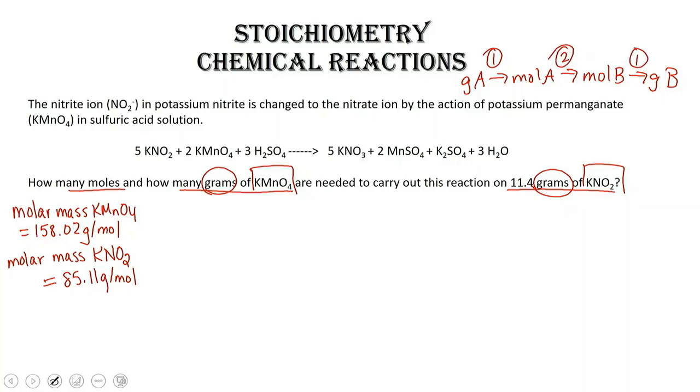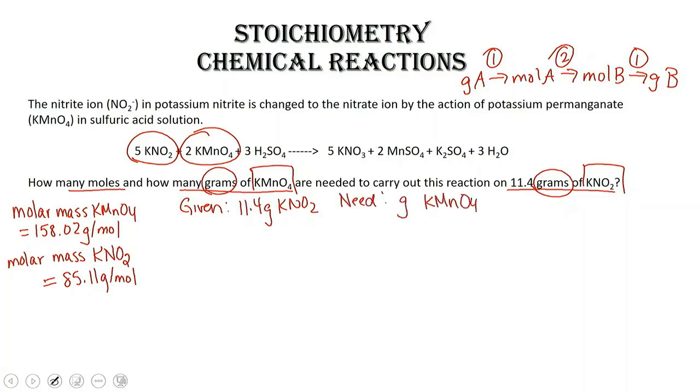So I'm looking at potassium nitrite and potassium permanganate. That's the ratio that we'll use. So given 11.4 grams, we need grams of potassium permanganate.